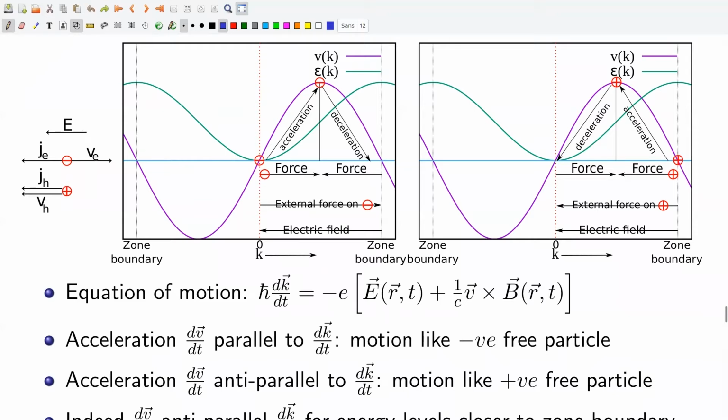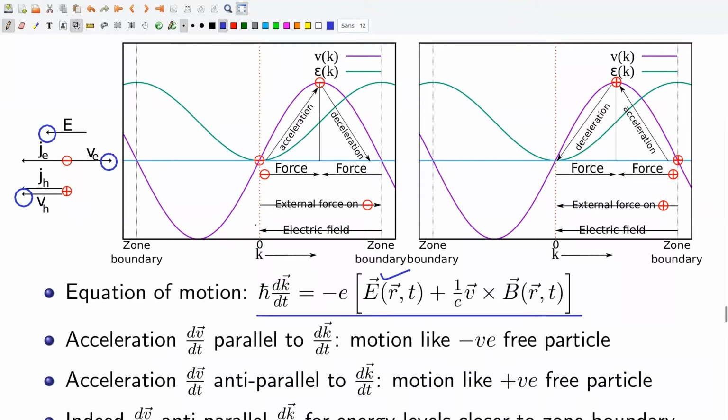Say the electric field is in this direction. Since electrons are negatively charged, electrons will move in a direction opposite to the direction of the electric field. On the other hand, since holes are positively charged, holes will move in a direction parallel to the electric field. However, the direction of current remains the same. Motion of an electron is determined by the semi-classical equation of motion. Let us consider only electric field.